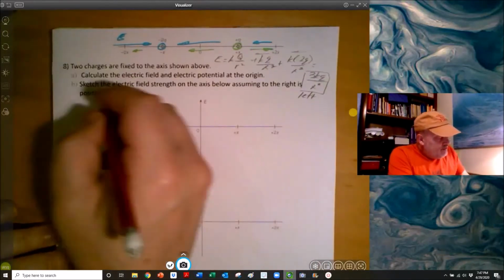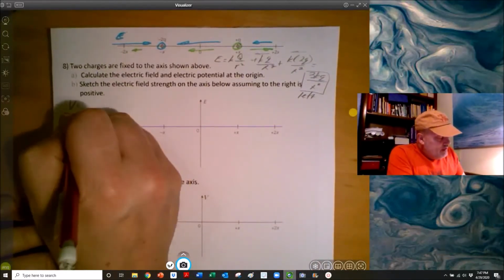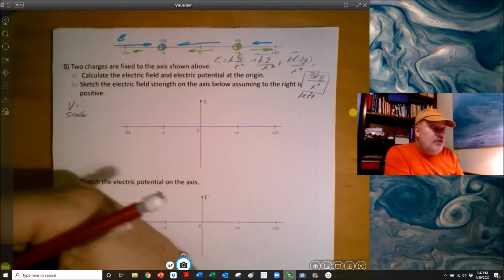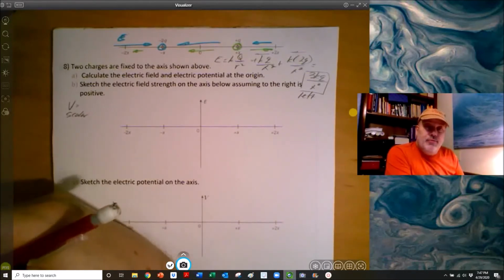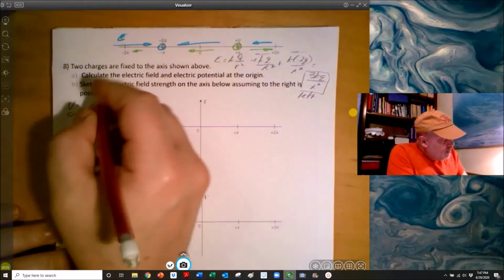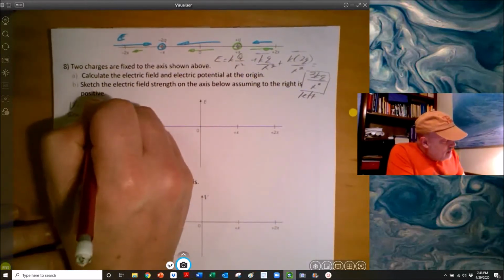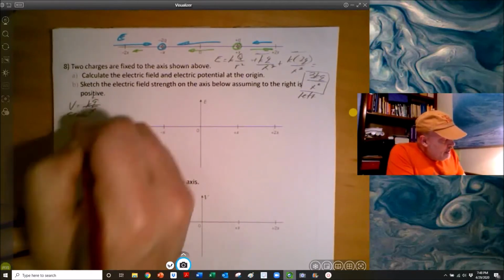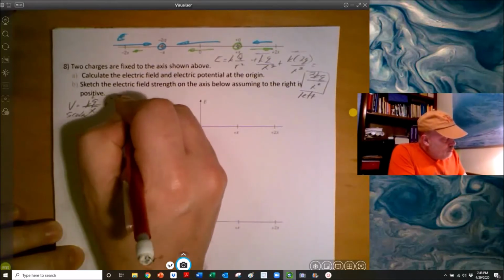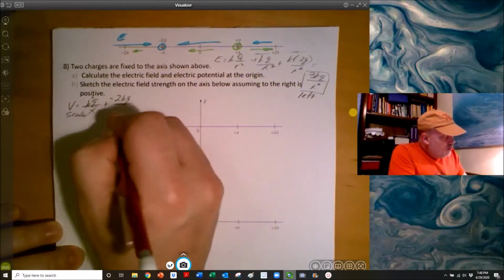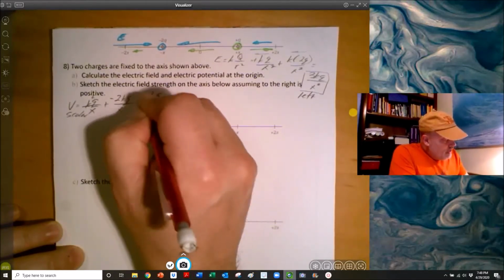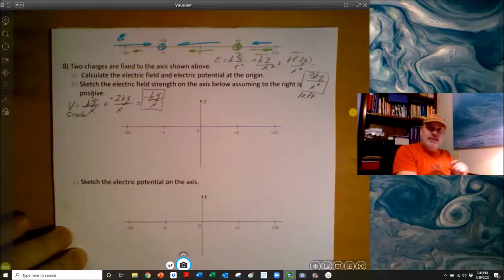Now, electric potential is easier. It's a scalar. So this time, I don't want to take the absolute value. I just want to plug in the numbers as they are, plus and minus. Just add it all up at the end. So the electric potential from this one will be KQ positive over X. And this one here will be negative 2KQ over X. And when I add them up, I get negative KQ over X. And that's my electric potential at that location.